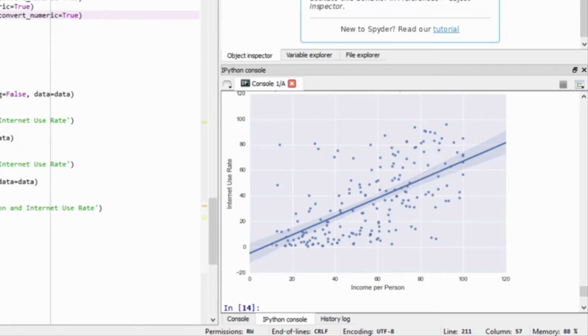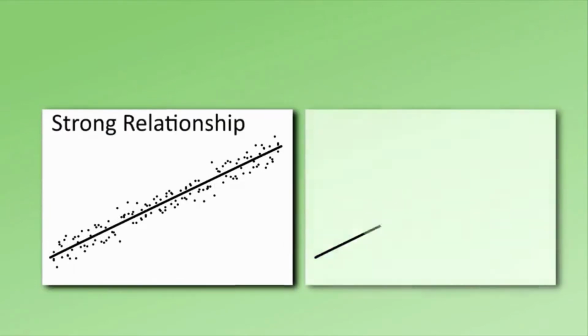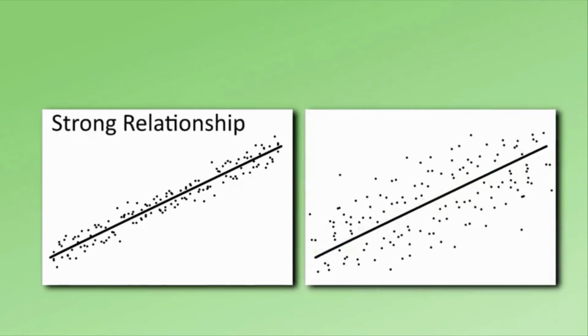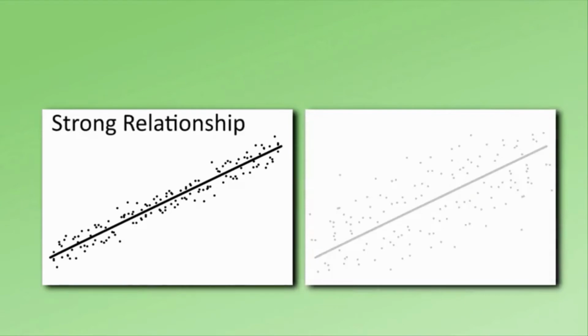The strength of the relationship in a scatter plot is determined by how closely the data points follow the form. In this scatter plot, the data points follow the linear pattern quite closely. This is an example of a very strong relationship. In this other scatter plot, the points also follow the linear pattern, but much less closely. Therefore, we can say that this is a weaker relationship.